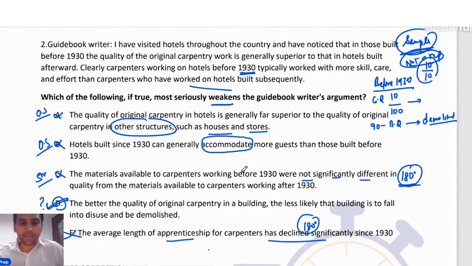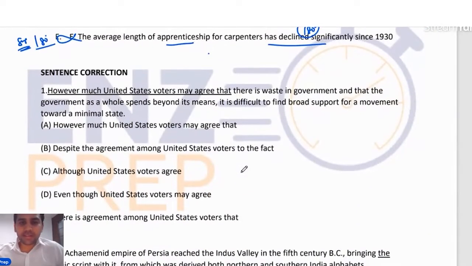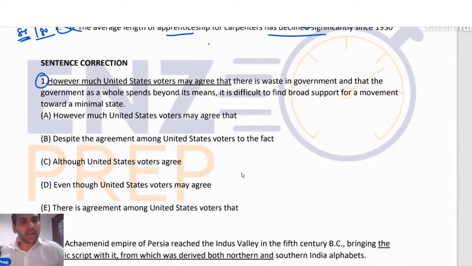Let's do one question on sentence correction now. Let's do this one. And again, I'm going to give you a minute and a half or two for this. Let's begin once you have the answer.